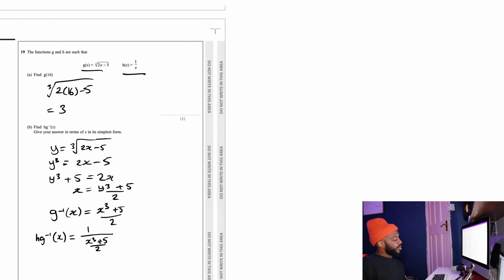Next, because the denominator is being halved, I want to get rid of that 2 from underneath. So I'm just going to times that by 2 and times the top by 2. And that's going to give me 2 over x to the power of 3 plus 5.